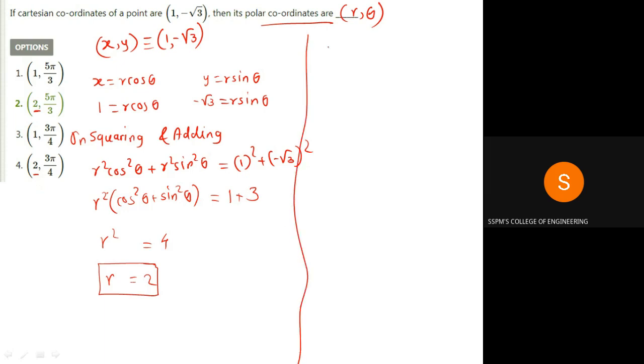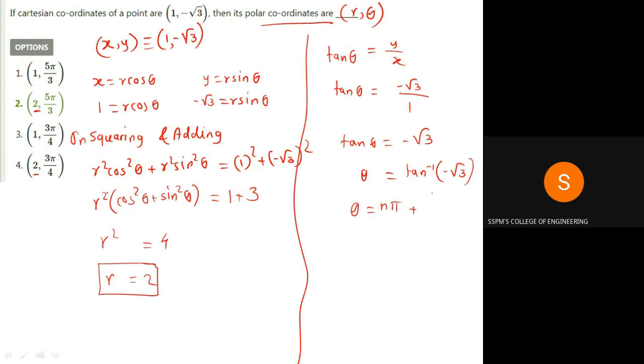So how do we find the value of theta? What have we seen? What is tan theta? It is y by x. So tan theta is equal to, what is y by x? y is minus root 3 and x is equal to what? 1. So tan theta is equal to minus root 3. That is, theta is equal to what? Theta is equal to tan inverse of minus root 3, which is equal to what? What is tan inverse of minus theta? It is n pi minus tan inverse of theta. That is tan inverse of root 3. It is theta equal to n pi plus 2 pi by 3. Okay. What is tan inverse of root 3? It is 2 pi by 3.